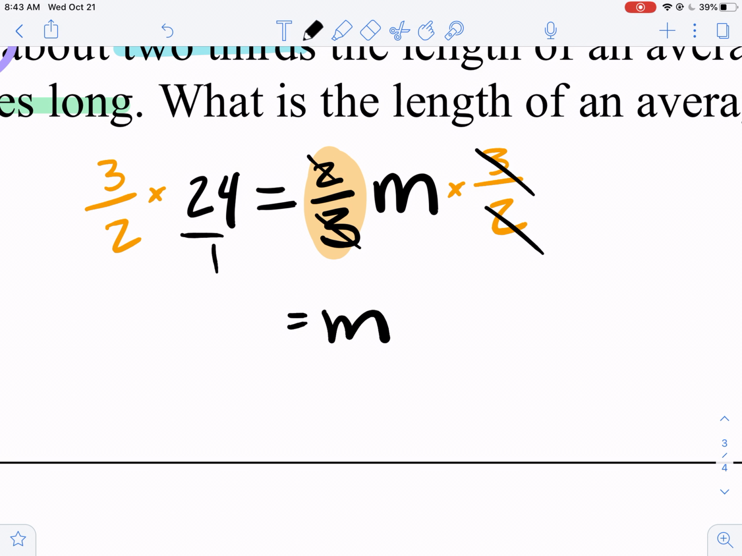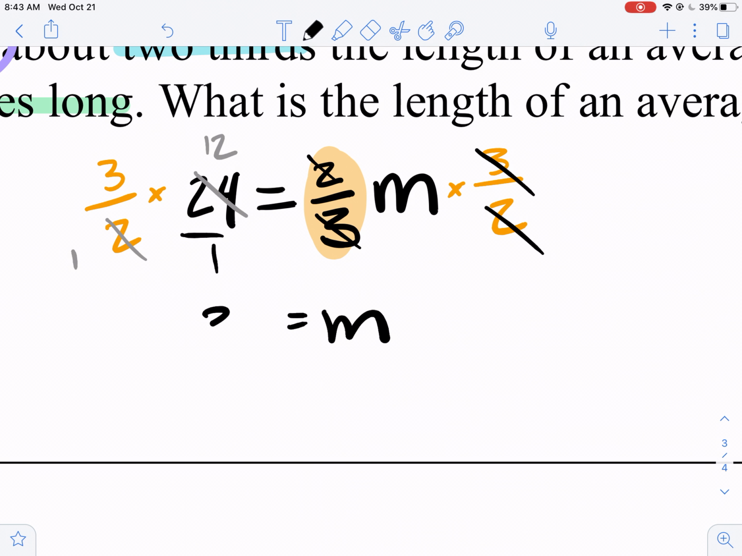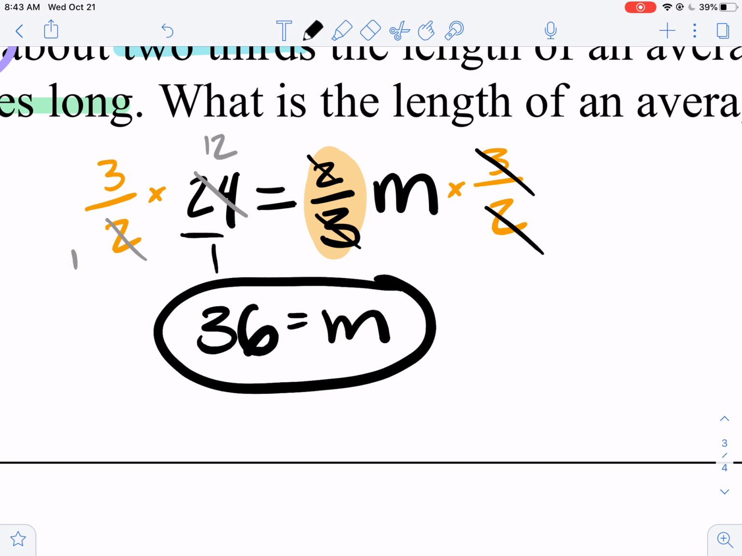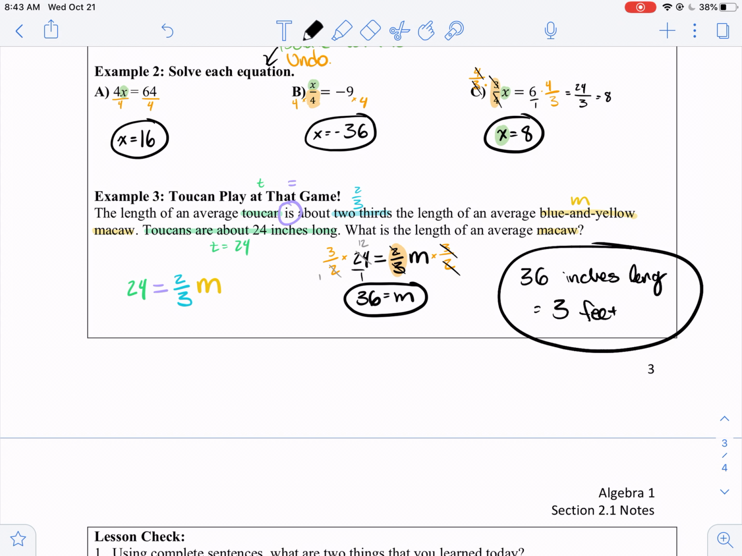And then 3 times 24, oh, you guys, I'm so lazy, I'm going to reduce beforehand. This 2 and the 24 are both divisible by 2. So it'll give us 3 times 12 on top, divided by 1 on bottom is just nothing, so 36. Nice. So 36 is m. So that means the average macaw is about 36 inches long. Or 36 inches is also equal to 3 feet. So that's fine as well.